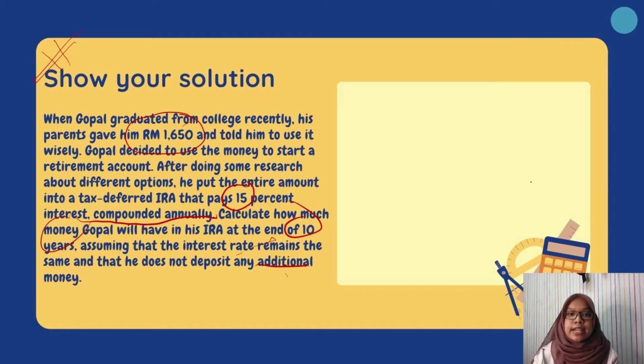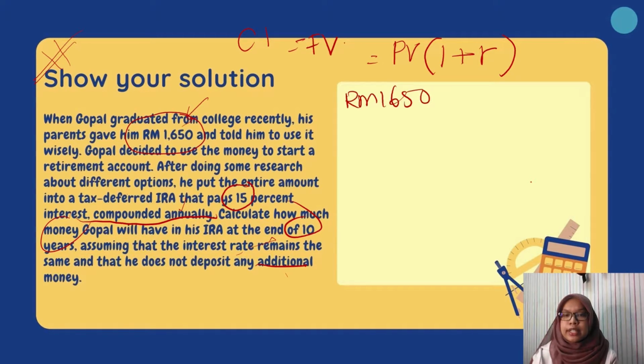So we can conclude that it is compounded annually, so it is compound interest, and we need to find the future value. The formula for future value with compound interest is present value times 1 plus r to the power of n. We already know the present value is RM 1,650, times 1 plus the rate of 15%. So we need to change the percent to a decimal, so it is easy to add it to 1. So 0.15.